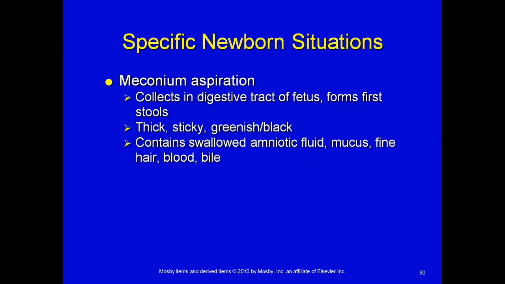We're going to look at some specific newborn situations here, like meconium aspiration. Meconium collects in the digestive tract of the fetus and forms the fetus's first stool. If the fetus then has a bowel movement during birth while in the birth canal, they can aspirate some of this meconium. So when the head is delivered, if they're covered in a thick, sticky, greenish-black stuff, then you know that that's meconium. And if it is swallowed, or if it gets in the trachea, because it is thick and sticky, it can plug the trachea and make it very difficult for the newborn to breathe, or even for you to assist their ventilation.